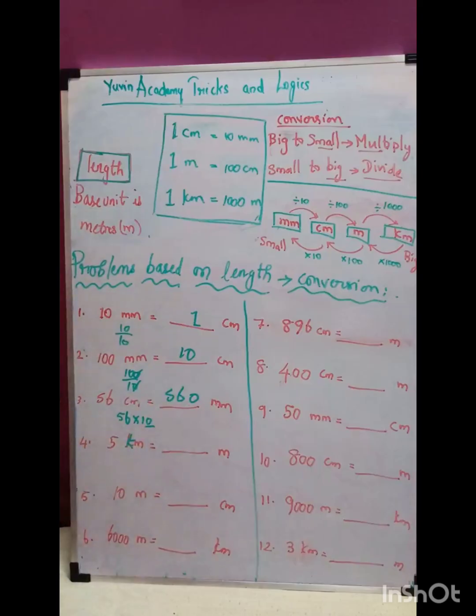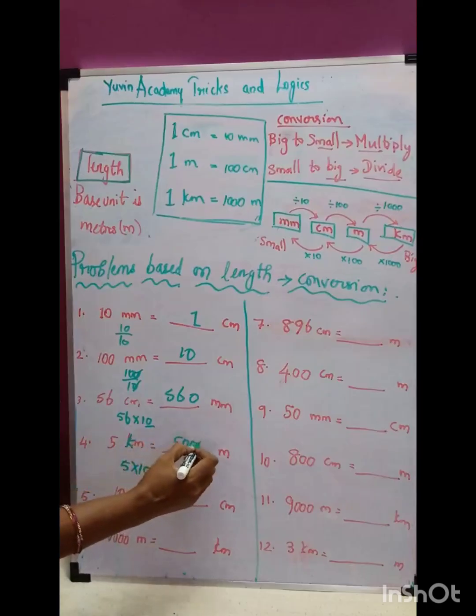The next one is kilometer. 5 kilometer equals how many meters? So this is kilometer and this is meter. Kilometer is the biggest one. The next one is meter. Meter is the basic unit. And kilometer to meter is what? Multiply by 1000. So 5 into 1000 is 5000.